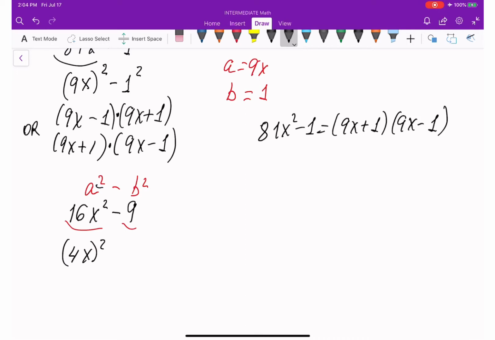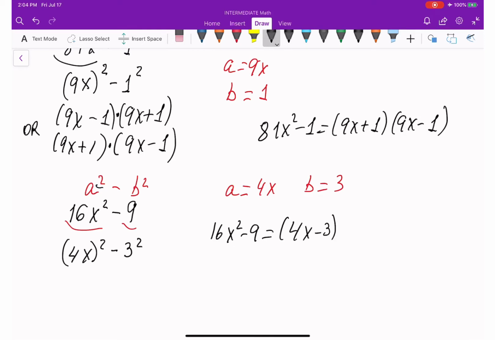And 9 is b squared, which means b will be 3 to power 2, right? So my a is 4x, my b is 3. So as a result, 16x squared minus 9, I can write as 4x minus 3 times 4x plus 3. Let's do another one.